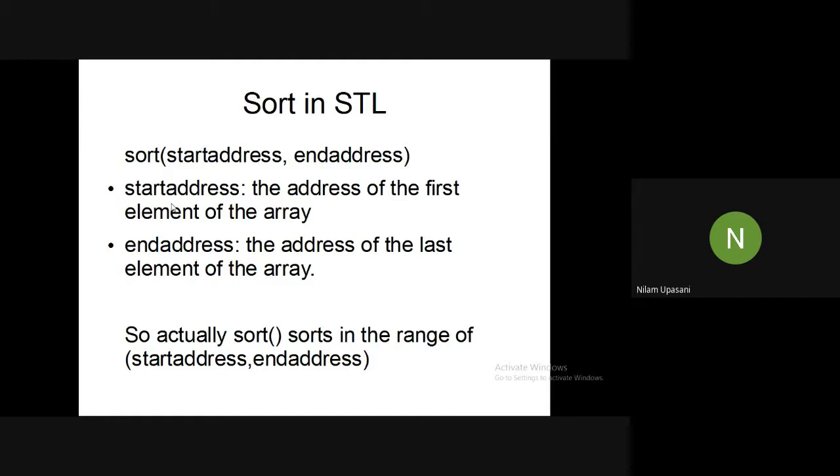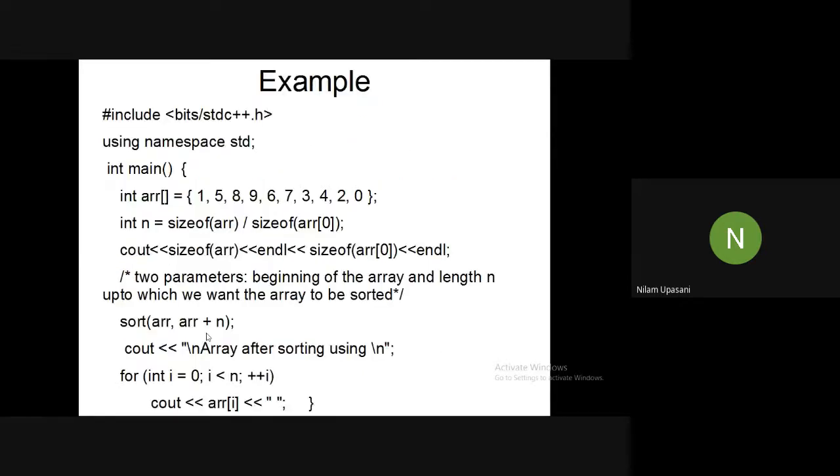Start address is the address of the first element of the array, and end address is the address of the last element in the array. Okay, तो आपका array है, list है, vector है, जो भी है उसका starting address और end address आपको देना है, जितने भी elements आपको sort करने हैं. So automatically it will sort those elements and restore it to the same location. Sorting के बाद उसी array में आपका sorted array मिल जाएगा. Okay, so it actually sorts the range of elements. Okay, so this is the example in order to understand.